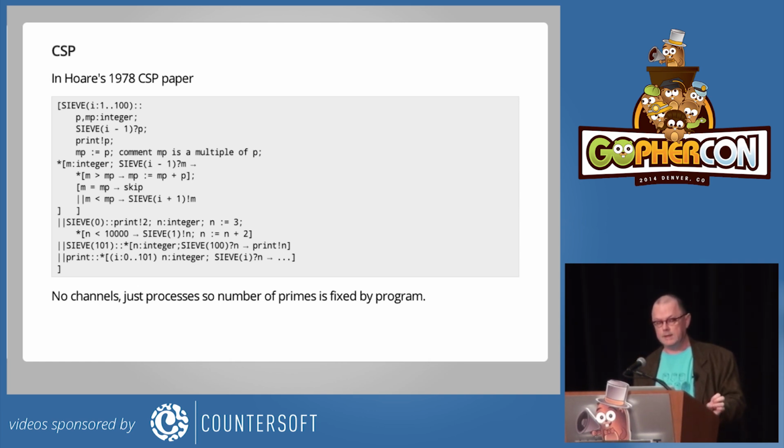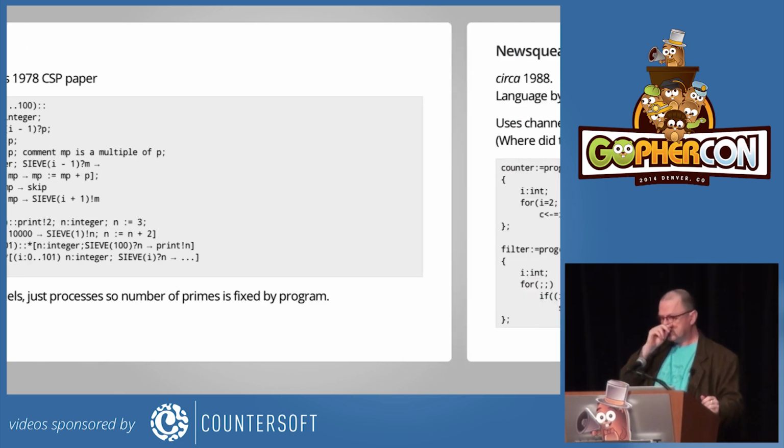The other important point is that there are no channels in this. It's a rigid structure. There's just a fixed set of 100 Civ processes. 100 is known to be enough because it's the square root of 10,000. It's a theory paper. He's proving a point. That's fine. But because the original CSP had no channels, this is the best you could do. It's still an interesting program, but it's not very flexible.